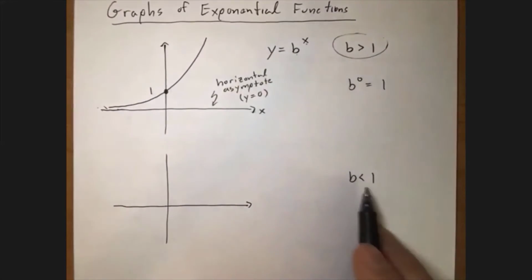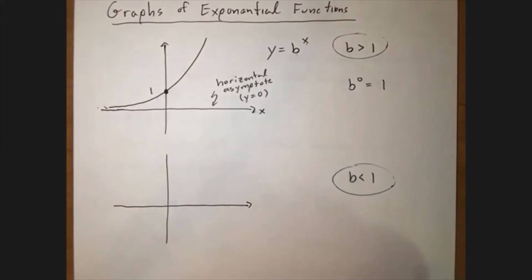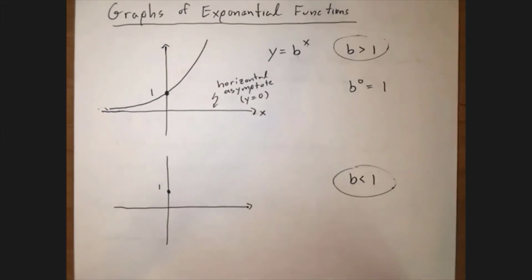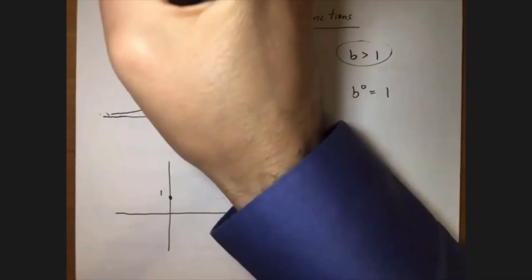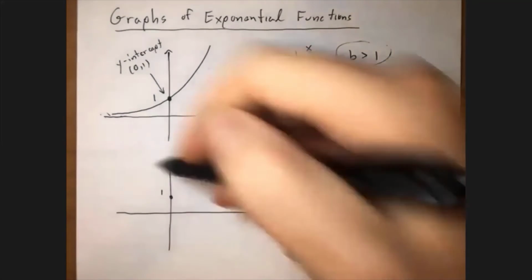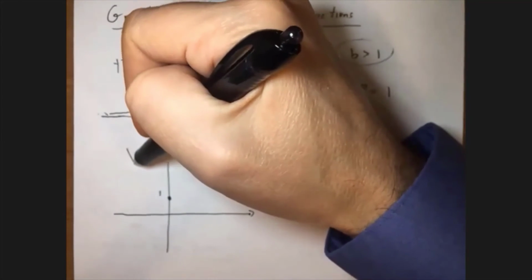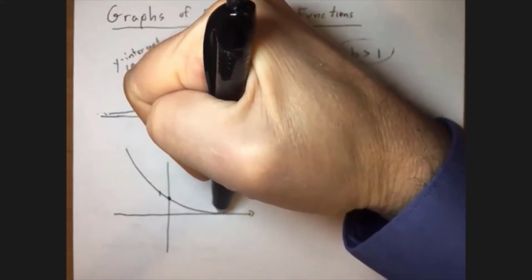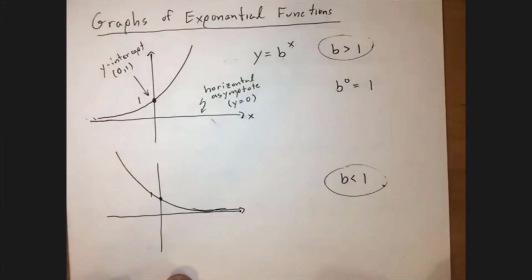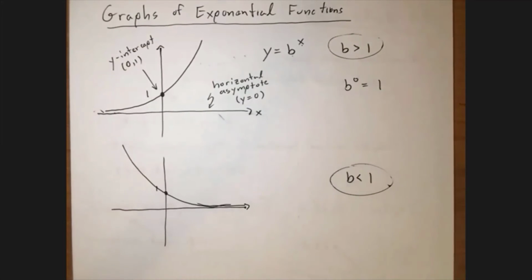So when b is less than 1, we know it still has to go through 0, 1. Its y-intercept is always 0, 1. In fact, maybe I should put that down, since we've talked about y-intercepts before. That's the y-intercept, 0, 1. Same thing here, except now our function looks like that, right? So it decreases from left to right.